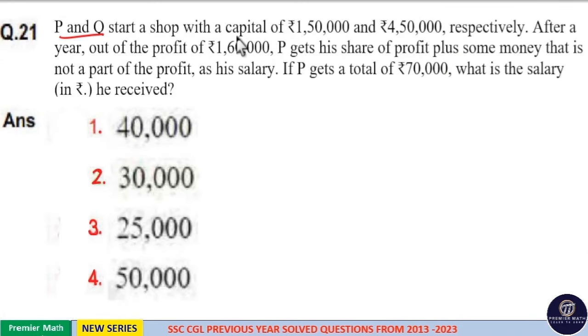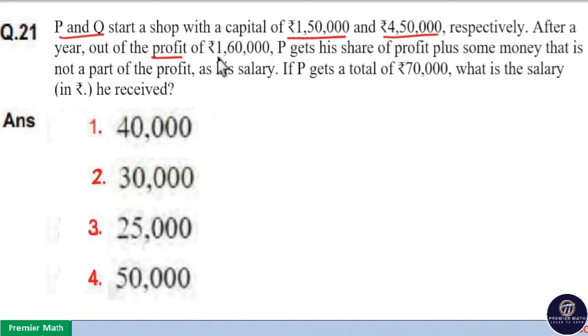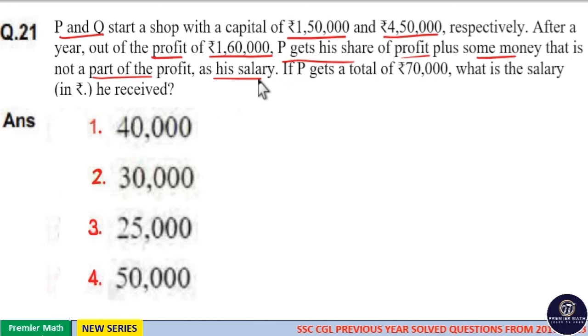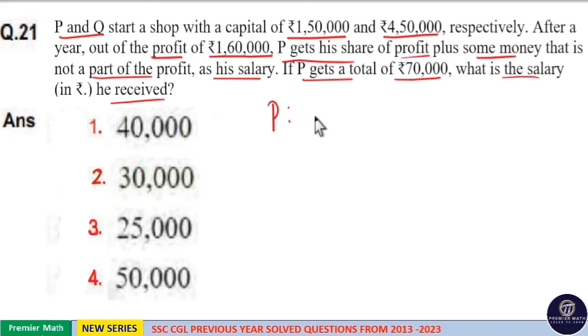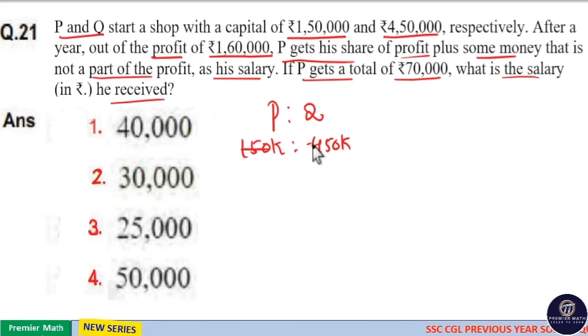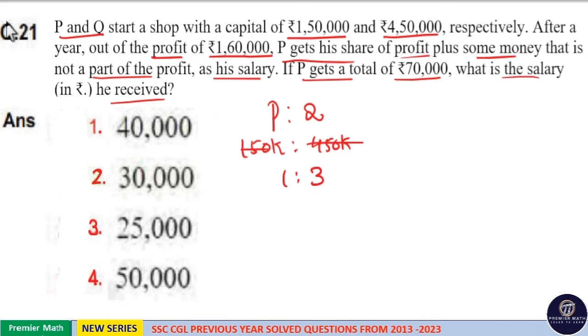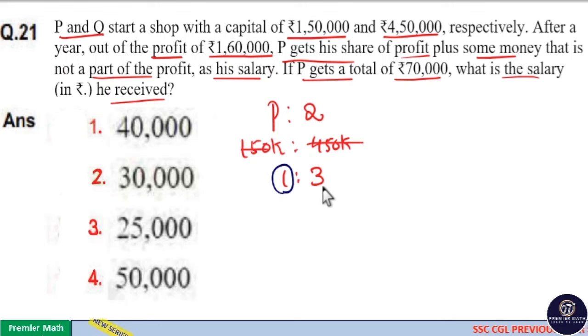P and Q start a shop with a capital of rupees 1,50,000 and 4,50,000 respectively. After a year, out of the profit of rupees 1,60,000, P gets his share of profit plus some money that is not part of the profit as his salary. If P gets a total of rupees 70,000, what is the salary he received? Here P and Q's capital is in the ratio 1,50,000 to 4,50,000, which means the ratio 1:3. That is, P's share is 1 part out of total 4 parts.